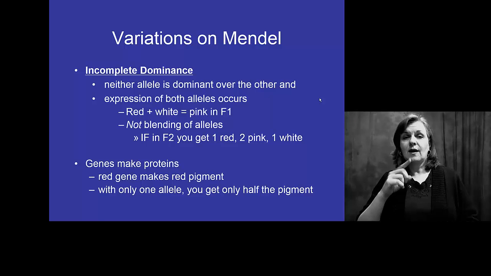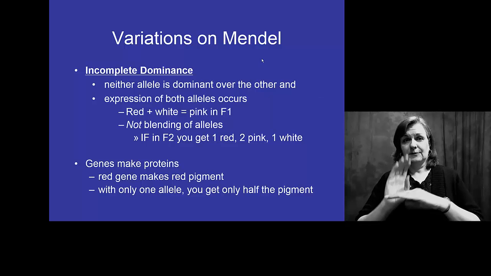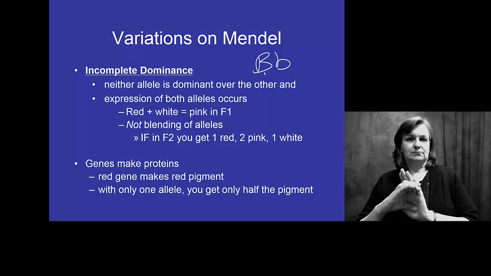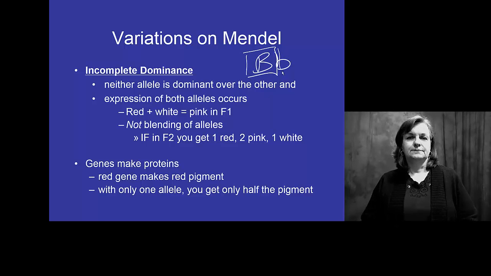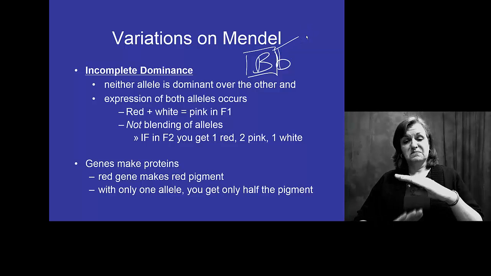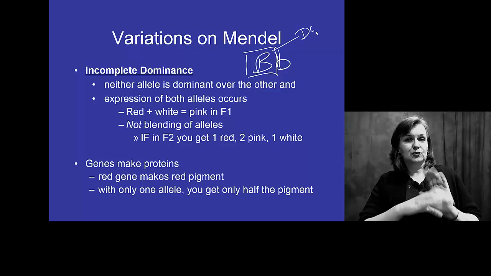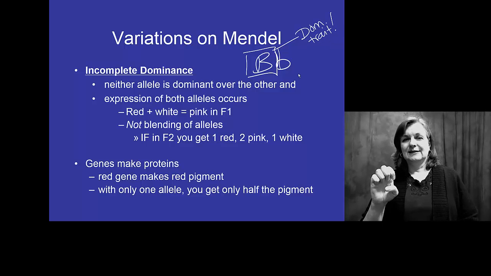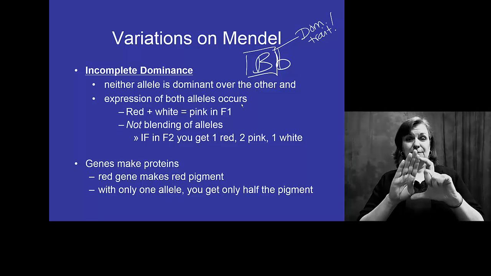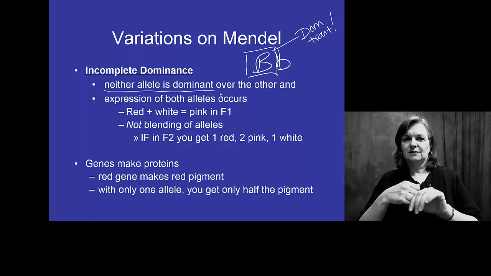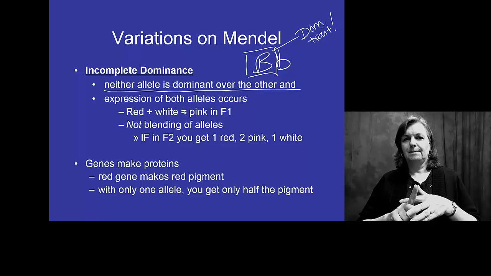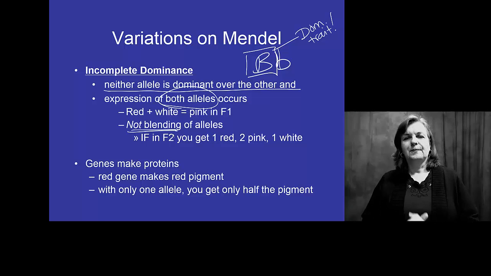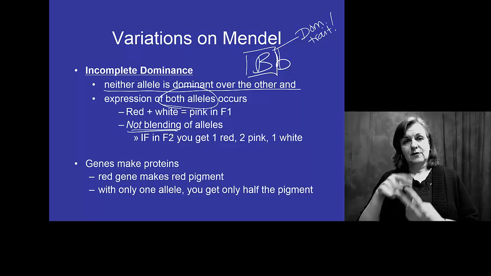So a couple of things that we need to consider. Something called incomplete dominance. This means that if you're a heterozygote, you are not going to express only this dominant trait as we would normally expect. Normally we would say you would show the dominant trait. But in incomplete dominance, you actually get a case where neither allele is dominant over the other, and you would actually see both alleles present. Okay? This is not blending.